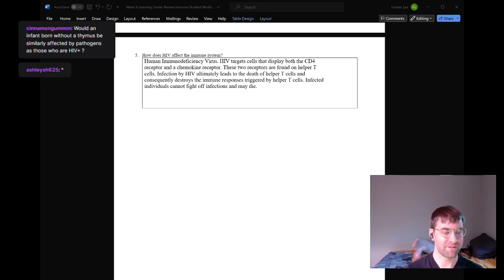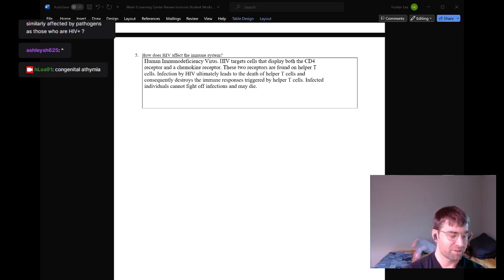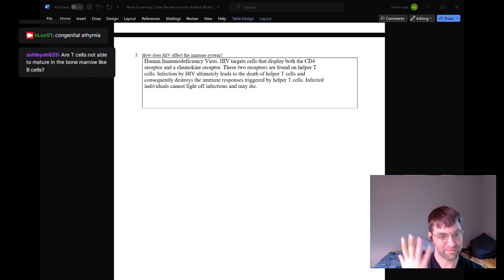Let's see. Result of congenital lack of a thymus. Congenital athymia. I'm going to just put this in the chat. Congenital, meaning you were born with it, right? Athymia, a prefix meaning without, thymia, a thymus. May have profound immunodeficiency, vulnerability to potentially fatal infections, and life-threatening immune dysregulation. So yeah, that tracks.